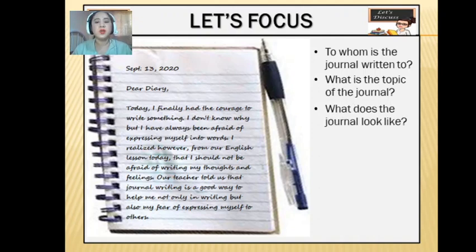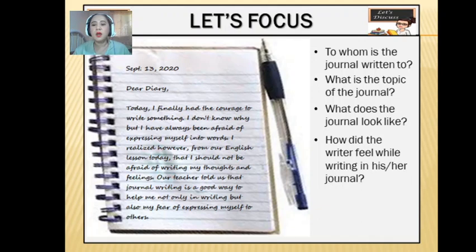So what does the journal look like? If you answered that the journal looks like a letter, you are correct. As you can see, we have several parts of the letter here. We have the date, the salutation, and the body. The only missing part is the signature. Now, the signature is often optional. Sometimes you can put it, or sometimes you don't want to put it. It depends on you.